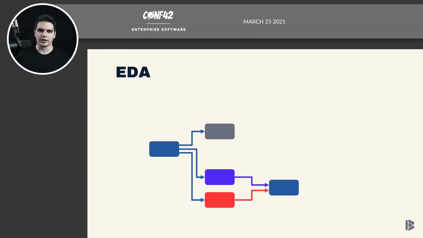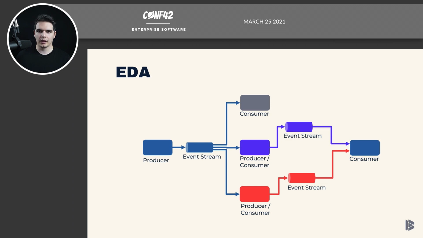Now, the blue service calls the gray service and the flow ends. But when the blue service calls the purple and the red services, the flow continues and they will provide some sort of data back to the blue service. This is interesting, but we still haven't solved any of the problems mentioned earlier. To solve them, we need another piece of the puzzle, called event stream. The trick is quite simple.